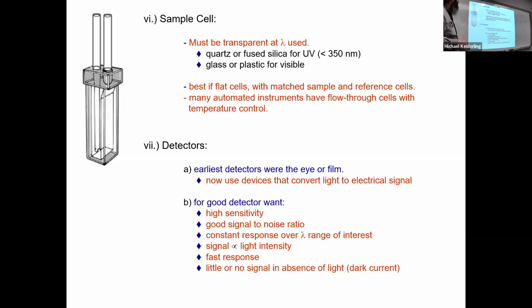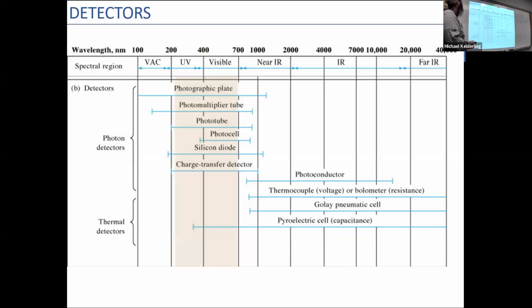So that was the sample cells and optics, and then we have detectors. We talked about detectors. Photographic plates were pretty good for UV visible, short UV. They're good for short wavelengths and beyond. Actually, these photographic plates continue to be good at even shorter wavelengths than shown on this graph. They stop in the near IR. Photomultiplier tubes are good through the UV visible range. Phototubes, again, UV vis and a bit of near IR.